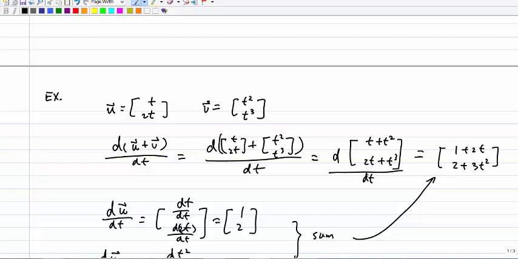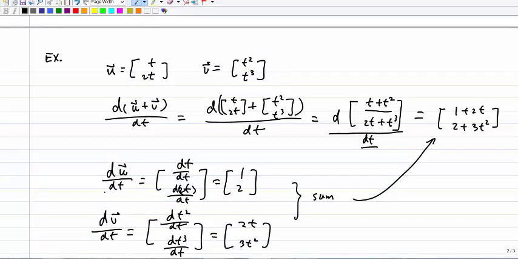If you do the derivative according to the vector derivative, it is the derivative of each individual component with respect to t. So d(t plus t squared)/dt, which is 1 plus 2t. The second one will be d(2t plus t cubed)/dt, which is 2 plus 3t squared. Now if you compute du(t)/dt directly, you follow the same rule. The first one, dt/dt is 1 and d(2t)/dt is 2.